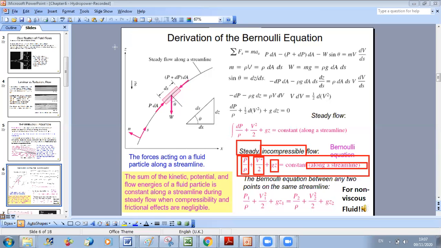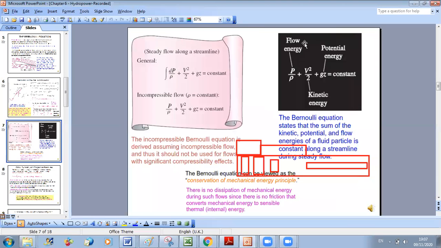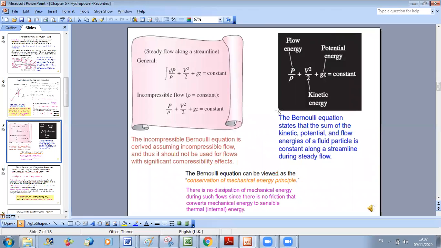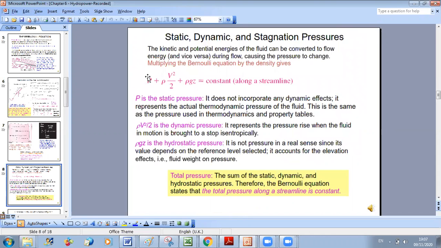Okay, now we can put the Bernoulli equation in several forms. We can put it in this way, or if you multiply by rho, you will get that P plus rho V squared over 2 plus rho gz equals constant. So as we said, the term P over rho represents the flow energy, V squared over 2 is related to kinetic energy, and gz is related to potential energy. And if I multiply by rho, I will get the following result: P plus rho V squared over 2 plus rho gz equals constant.